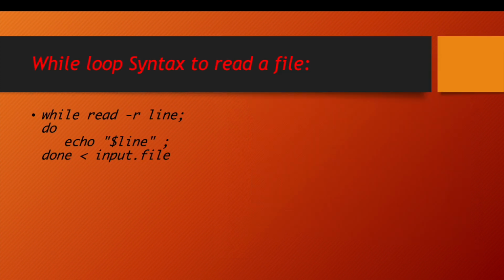So in shell scripting, the way we have learned about for loop and if else conditions, similar way we have the while loop. So using the while loop, you can read the content of any file. Just a demo I'll show. So what is the syntax? While read -r, the backslash will be considered as an escape character, and then you are reading the line. Then do echo $line, and done, and you are redirecting an input file to this while loop. So a file line by line, it will read and it will print the message.